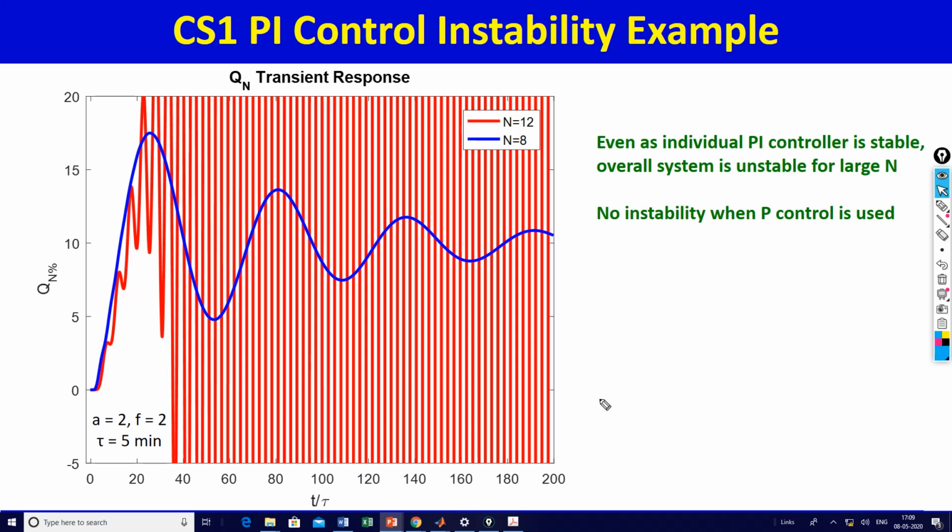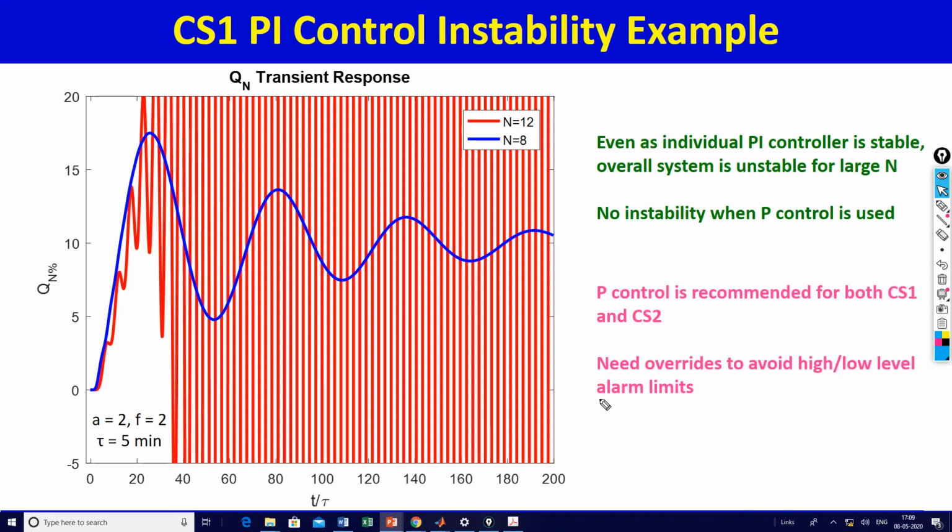There is no such instability if we use P only control. I'm not showing the result, but it can be proven. Okay. And so if for some reason you are forced to use CS1, don't use a PI controller ever, use P control. It will smoothen out transients and it will not go unstable. So P control is recommended for both CS1 and CS2.